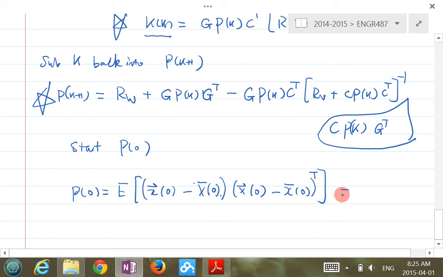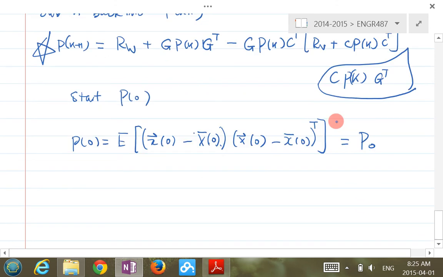So you can set this to be a certain matrix. Usually, if you take a very large quantity for this matrix, for example 100, 0, 0, 100, then the larger the quantity is, the less confidence you have in the initial condition x of 0. So that's how you can set P of 0.